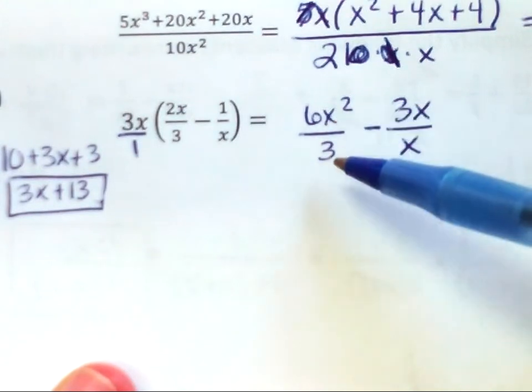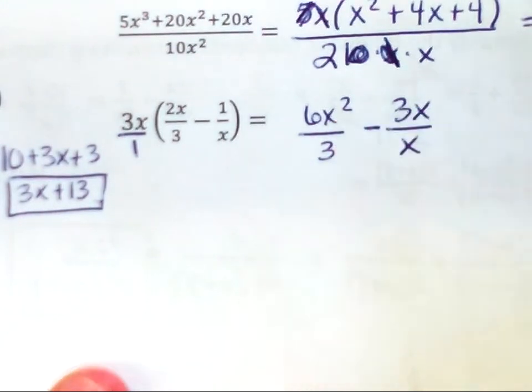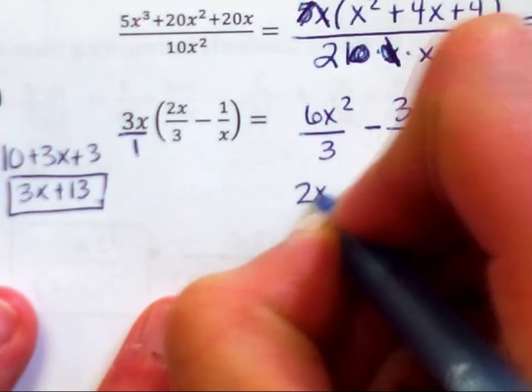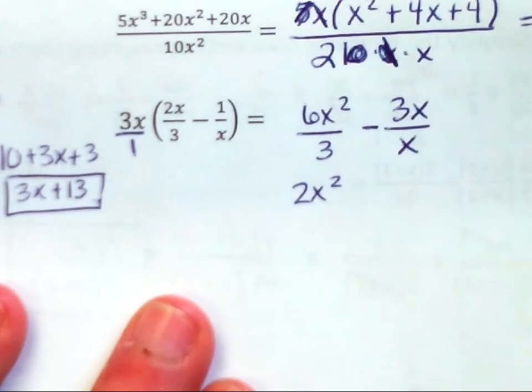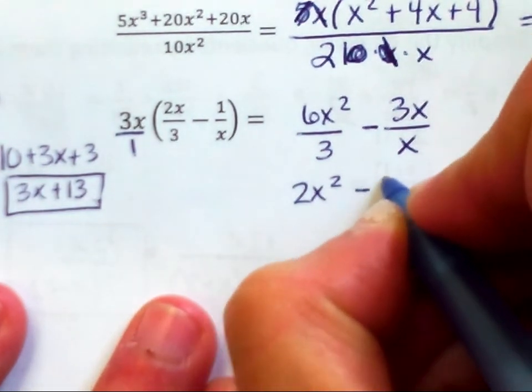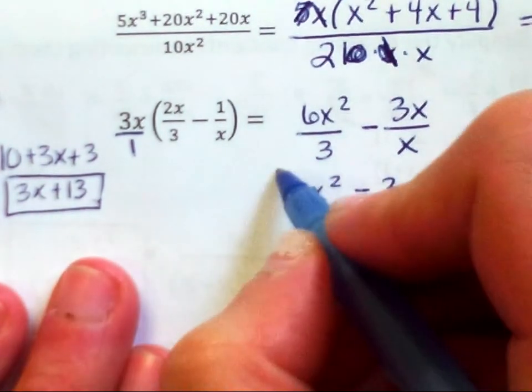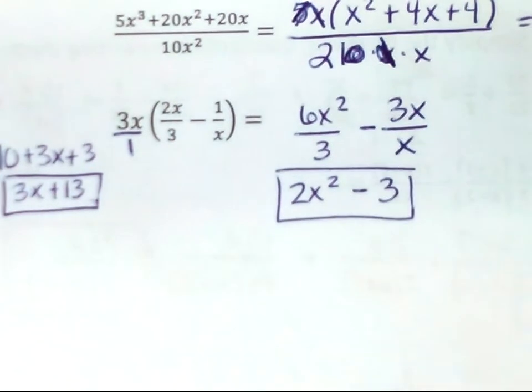6x squared over 3 reduces to 2x squared. And 3x over x just reduces to 3. So the whole thing is equal to 2x minus 3.